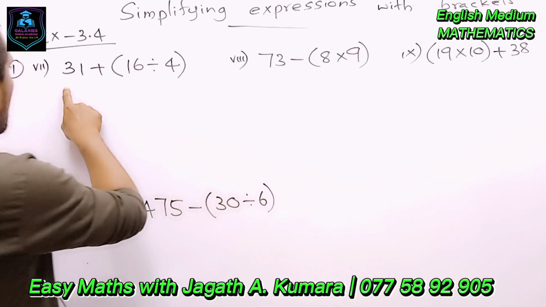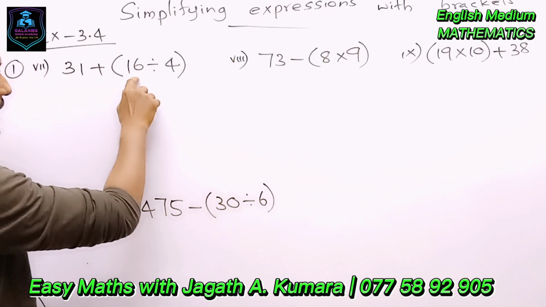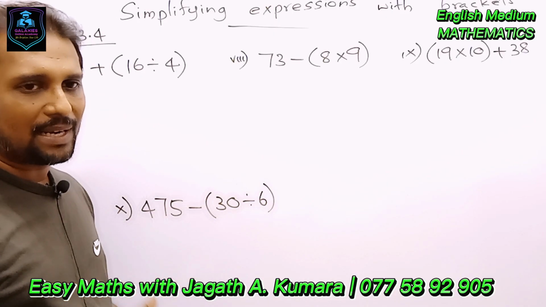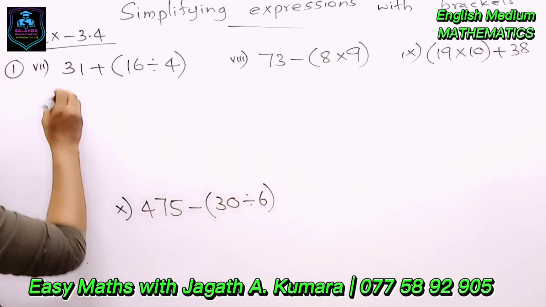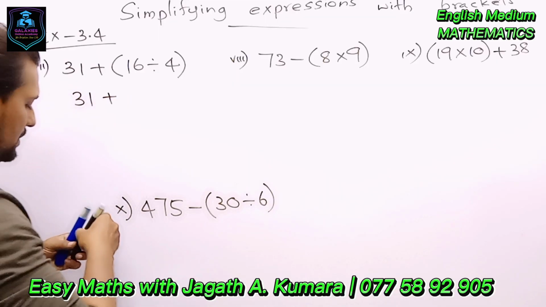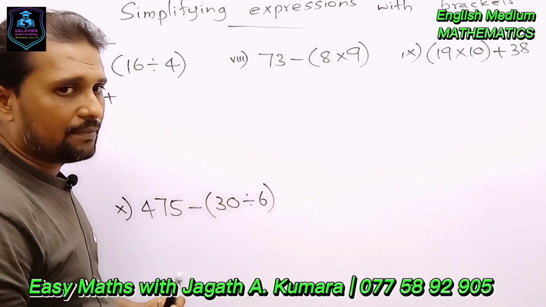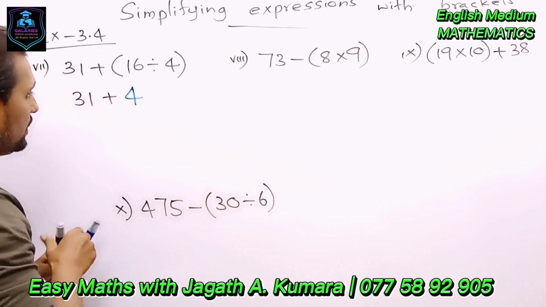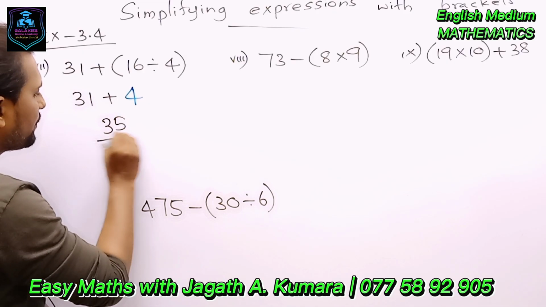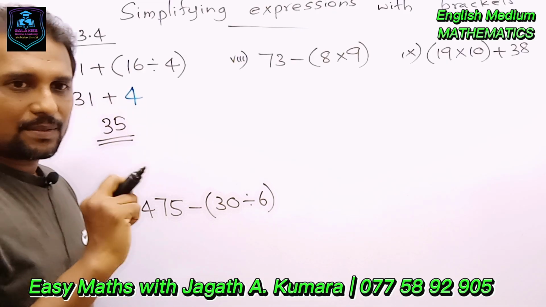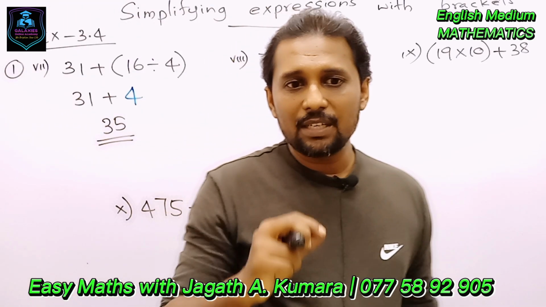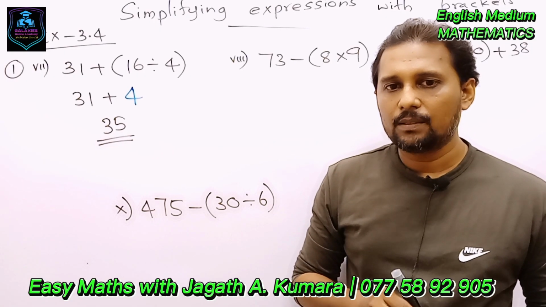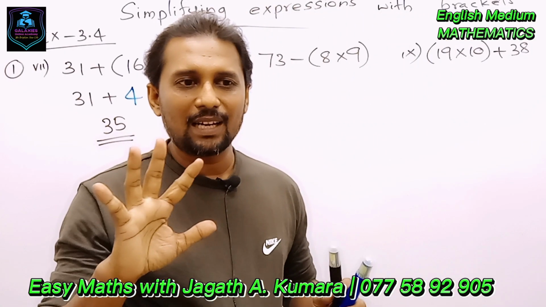Right, look at number 7. 31 add, within the bracket 16 divide 4. First you have to simplify inside the bracket. 16 divide 4 is 4. 31 plus 4 is 35. I used 2 colors to represent which part you have to do in these steps. You can use 1 color, okay?